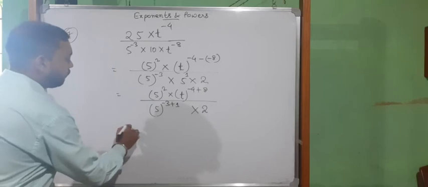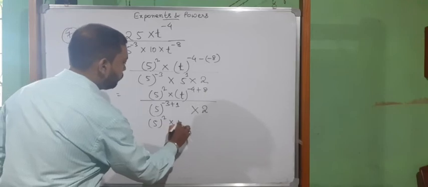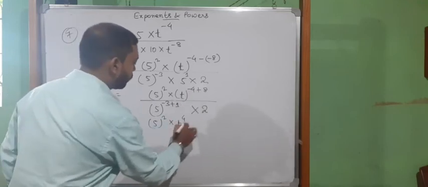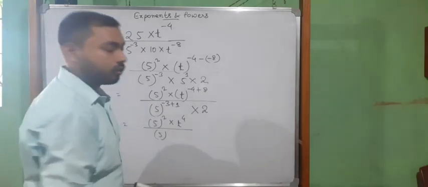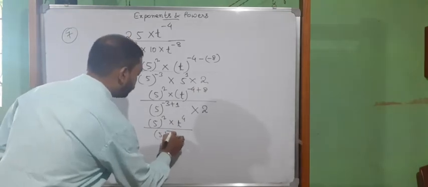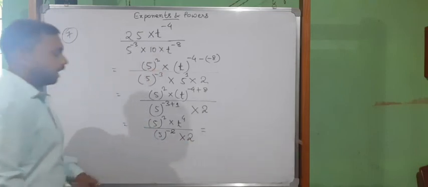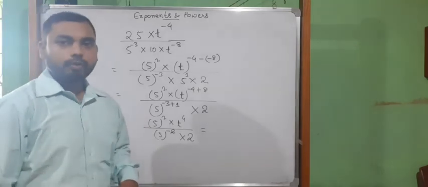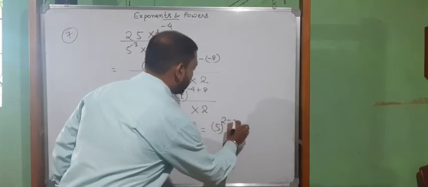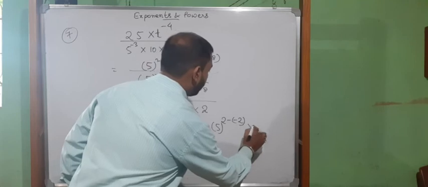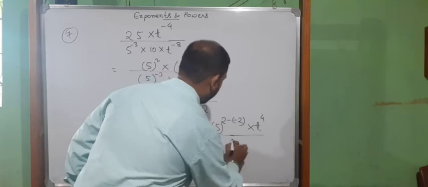Now what can we write? It is 5 square into t to the power minus 4 plus 8, which is plus 4, divided by 5 to the power minus 3 plus 1, so it is minus 2, into 2. Now you see the bases are the same and it is in divided form, so the powers will be subtracted. So what can we write? It is 5 to the power 2 minus minus 2, into t to the power 4, divided by 2.